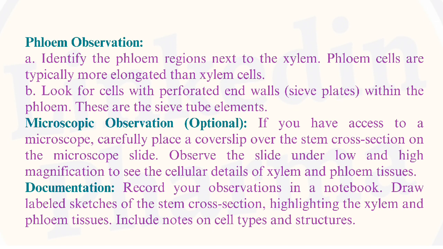Microscopic observation, optional. If you have access to a microscope, carefully place a cover slip over the stem cross-section on the microscope slide. Observe the slide under low and high magnification to see the cellular details of xylem and phloem tissues. Documentation. Record your observations in a notebook. Draw labeled sketches of the stem cross-section, highlighting the xylem and phloem tissues. Include notes on cell types and structures.